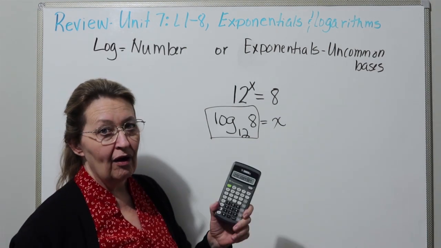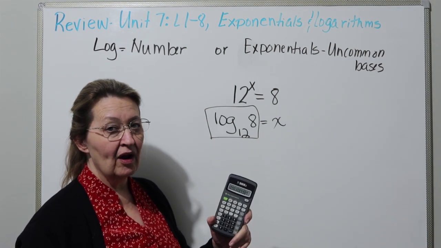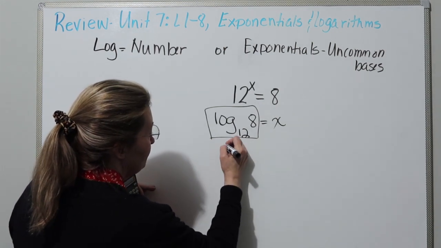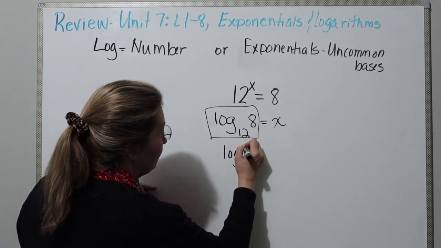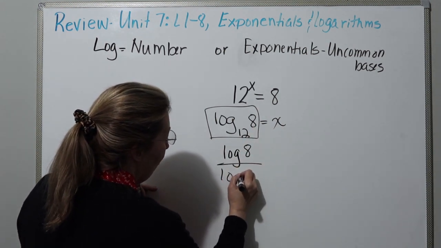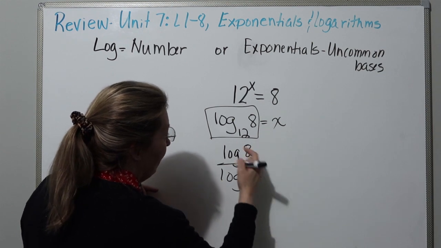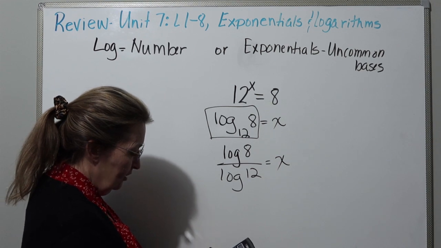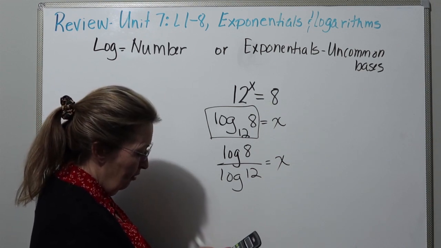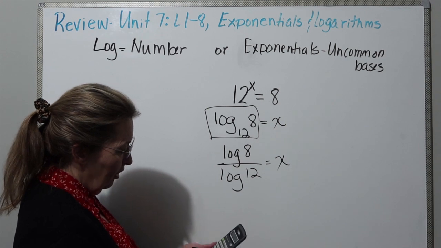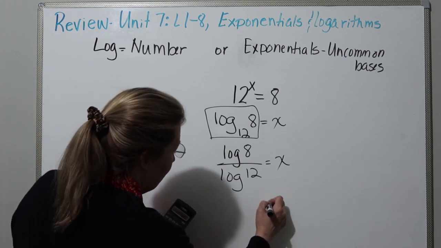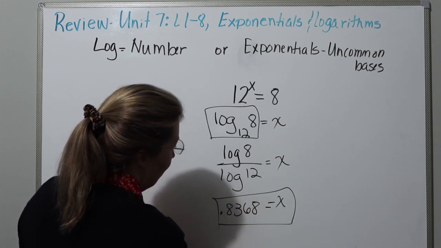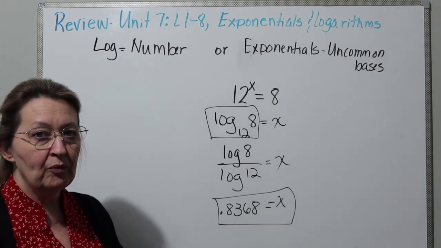But since I don't, I only have a calculator that will do base 10 right now, I'm going to use the change of base. And that just amounts to the log of my argument over the log base 10 of my base equals x. So now when I put that in the calculator, I'm going to have 8 log divided by 12 log equals, I get x is equal to 0.8368. And that's your answer. Okay? One more example.